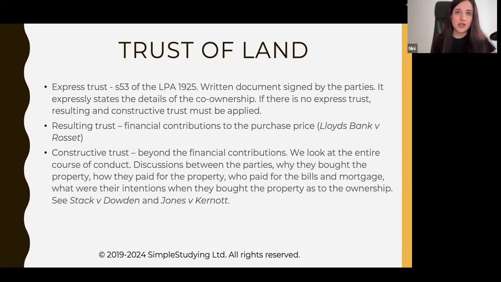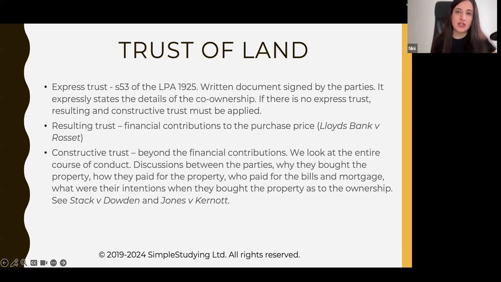If there is no express trust, resulting or constructive trust applies. So you only refer to resulting and constructive trust when there is no express trust. If there is an express trust, then resulting and constructive trust are irrelevant. So when you have a problem question, review it carefully. Do you have an express trust? If you don't have an express trust, then refer to constructive trust.